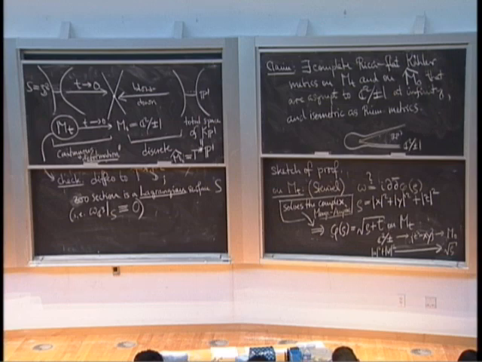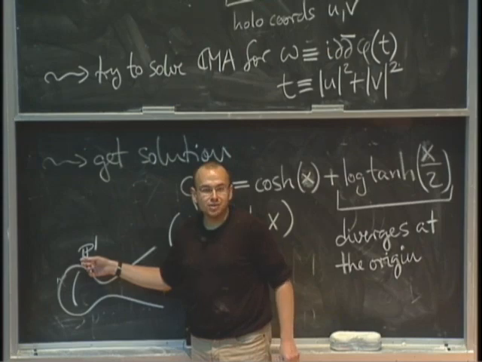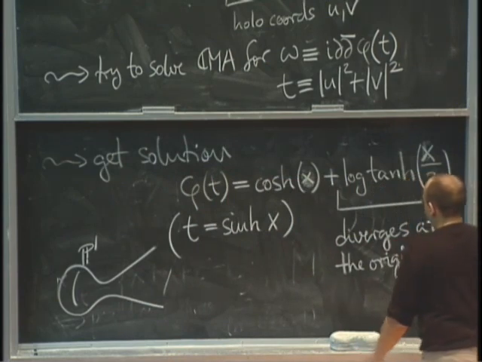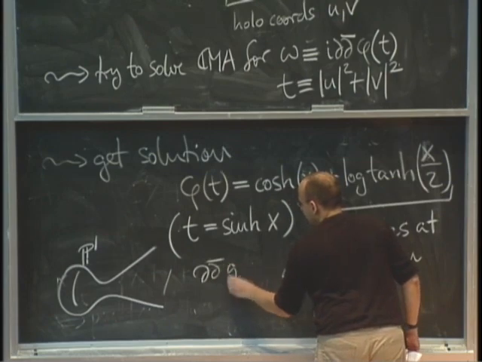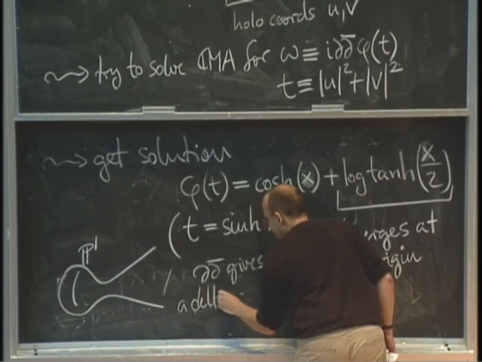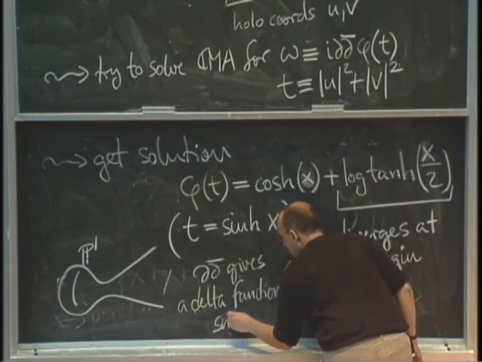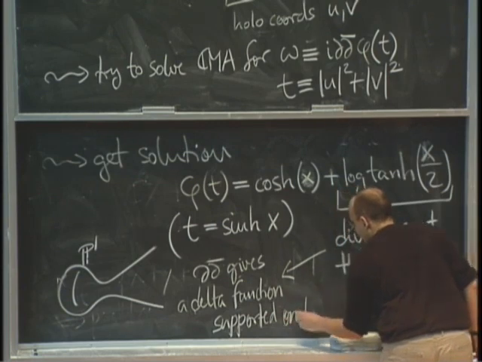So it's this P1 here. And del bar of this log term is precisely going to give me like a delta function, like the current of integration supported on this P1. And this had to be there because this is a holomorphic P1. That's actually a complex submanifold. So del bar of this is a delta function supported on the P1.